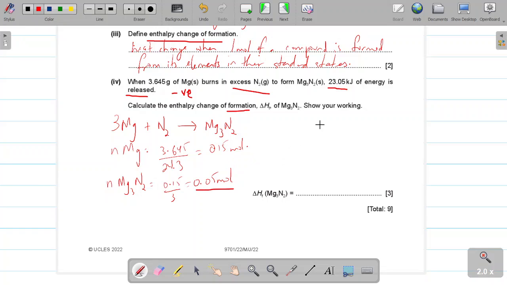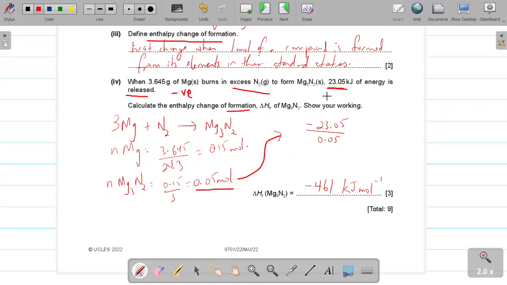And therefore, 0.05 moles of magnesium nitride resulted in a release of energy of 23.05 kilojoules. So to find it for 1 mole of magnesium nitride, we would take our negative 23.05 divided by 0.05. And this should give us negative 461 kilojoules per mole.